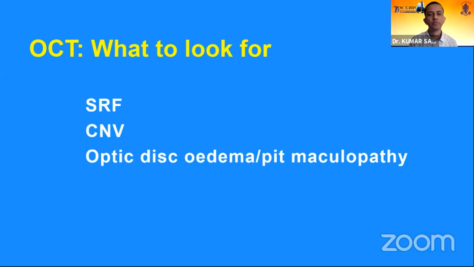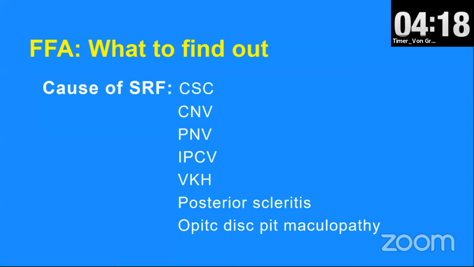In OCT, what should we look for in such a patient? We should look for subretinal fluid, we should look for CNVM, and we should also look for optic disc edema or optic disc pit maculopathy. When do we do fluorescein angiography?